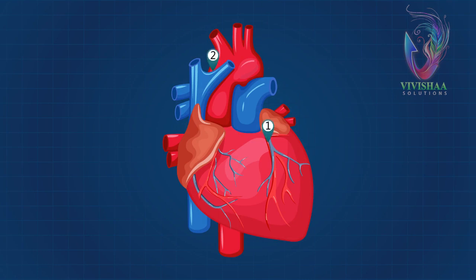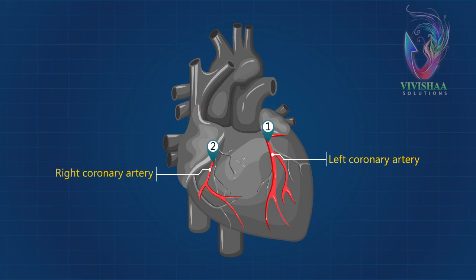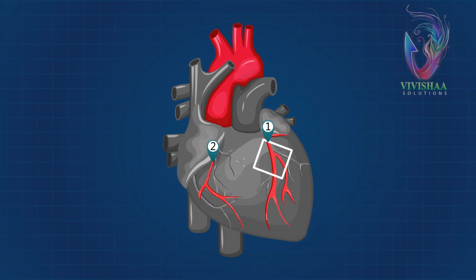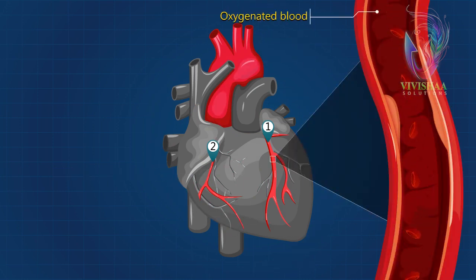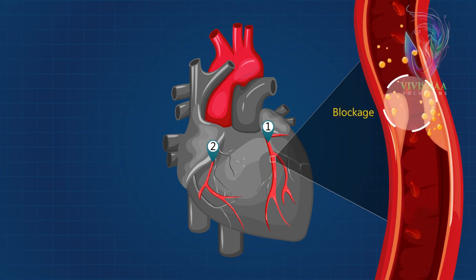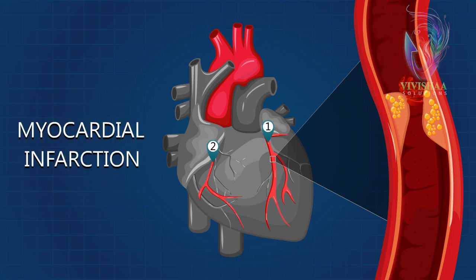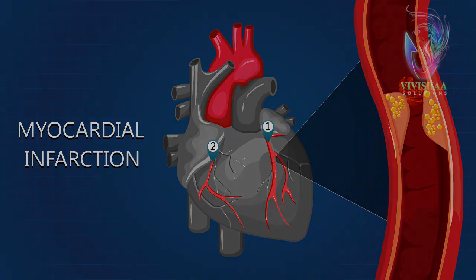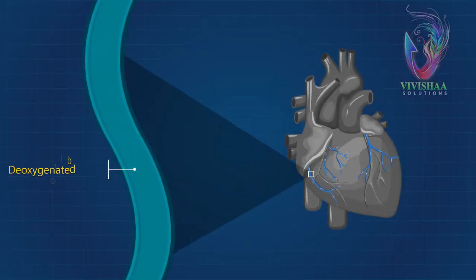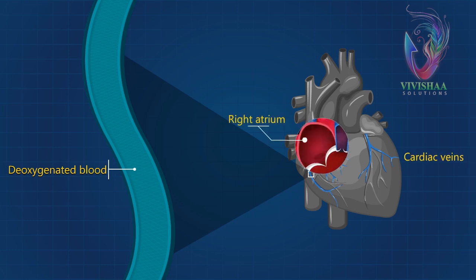Coronary arteries are 2 in number, the left coronary artery and the right coronary artery, which arise from the base of the aorta only to supply oxygenated blood to the muscles of the heart. As coronary arteries supply the muscles of the heart, any blockage in them leads to heart attack, which is popularly called myocardial infarction. In return, the deoxygenated blood from the heart is collected by cardiac veins which carry it into right atrium.